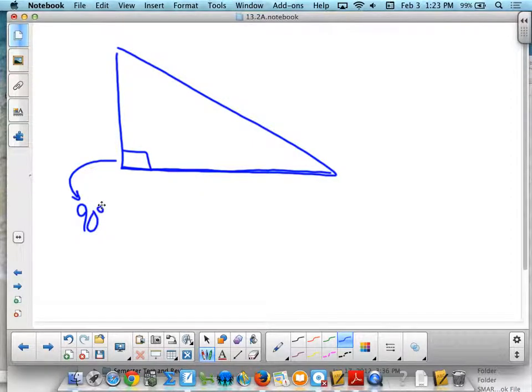You can also mark the sides too. Once you know you have a 90, then right away you go, oh, this is a right triangle. So I have a right triangle. Now, last year in your geometry class, you were told a lot of things about right triangles, so now it's your turn. What do you remember about a right triangle?